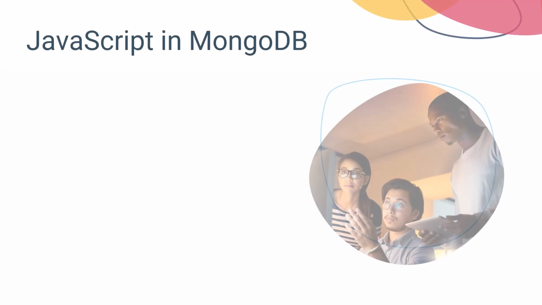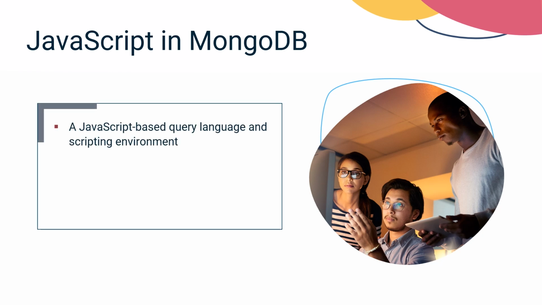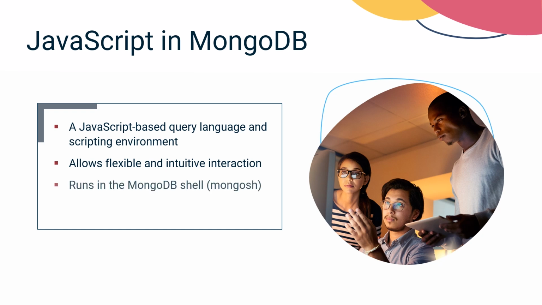MongoDB does not use SQL like relational databases. Instead, it provides a JavaScript-based query language and scripting environment that allows users to interact with a database in a flexible and intuitive way. These scripts are run in the MongoDB shell, Mongosh, which provides a command-line interface for querying and managing MongoDB databases. Since Mongosh uses JavaScript, developers familiar with JavaScript will find it easy to use.